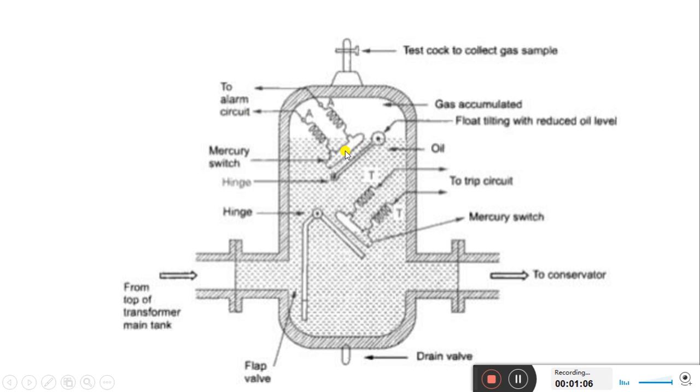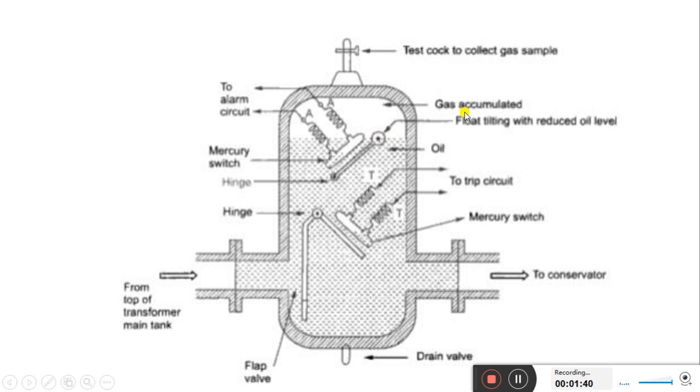That is, when the contacts are closed, then the alarm circuit is actuated and it gives the alarm to the person who is sitting there for the protection of the transformer. Now this place shown here is where the gas is accumulated. That is, when the decomposition of oil takes place, this gas rises to the top and accumulates here. This is the float, and this is the mercury switch.